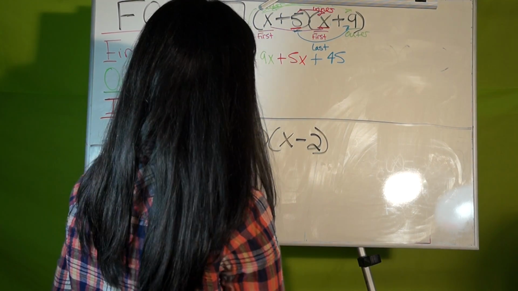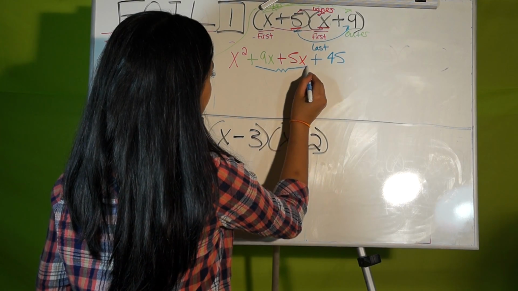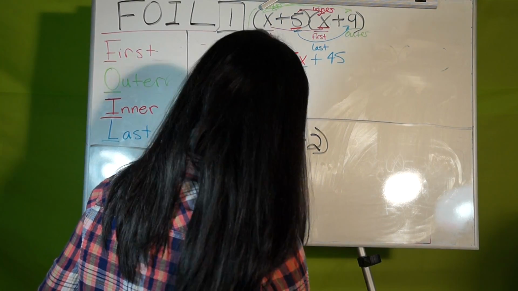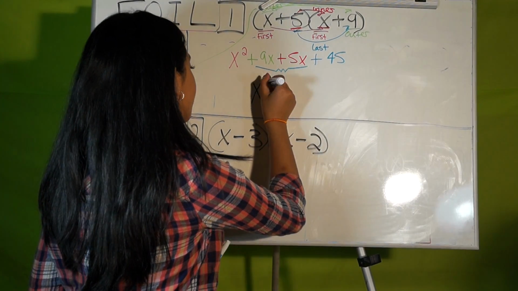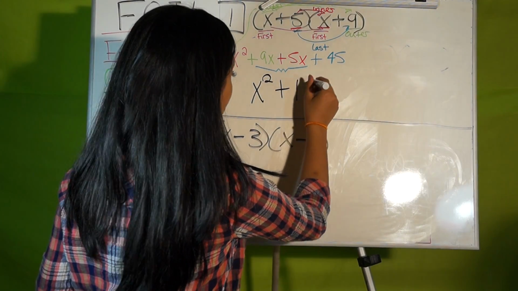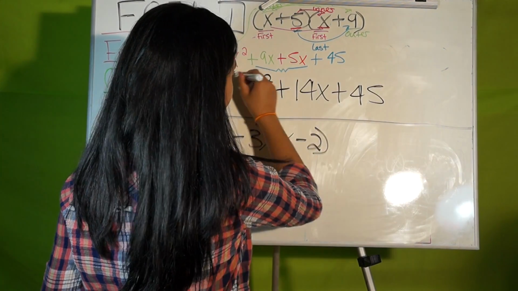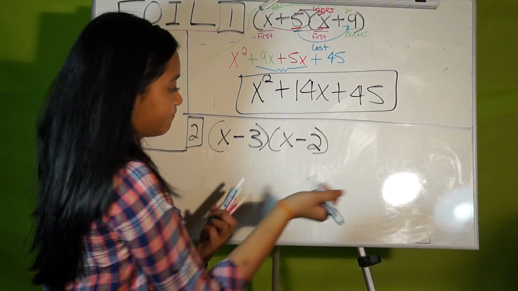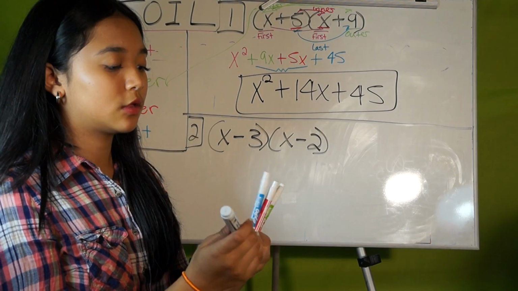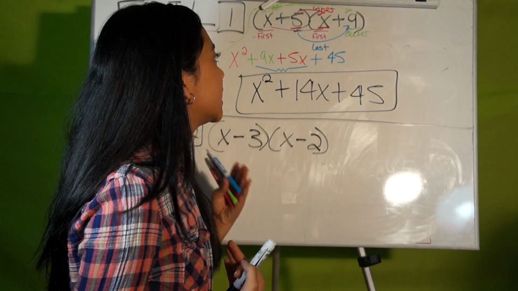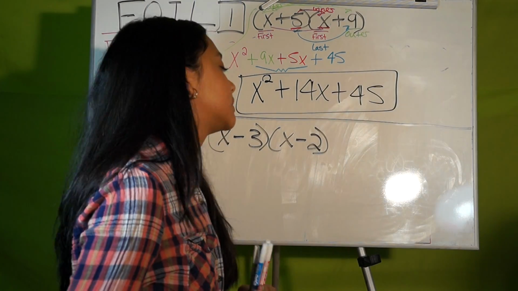Then combine like terms, of course. Once you've combined like terms, you're left with x squared plus 14x, plus 45. And that is basically the polynomial for this nasty thing here. Well, you think it's nasty, but to me it's kind of nasty too. I've seen worse than this.